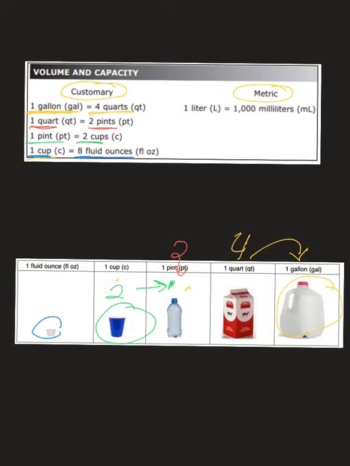And then also we have our metric system. Right here is our metric system, which is going to be milliliters and liters. 1,000 milliliters, which are really small, a milliliter is really, really small, like a droplet, will give you 1 liter.